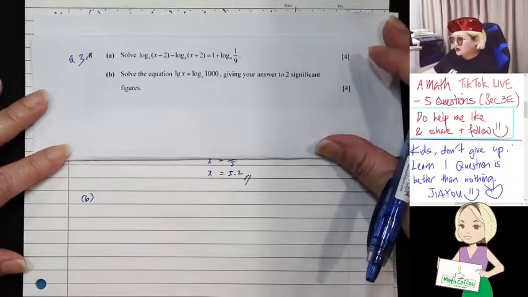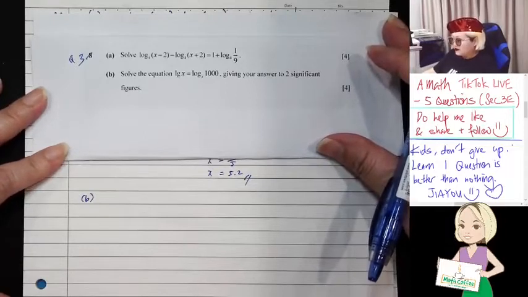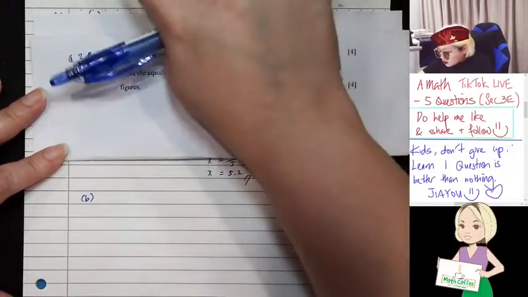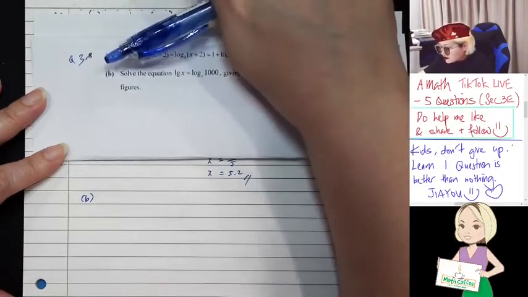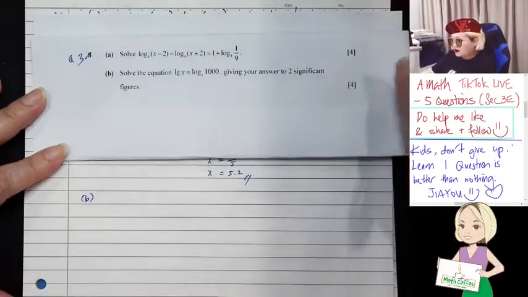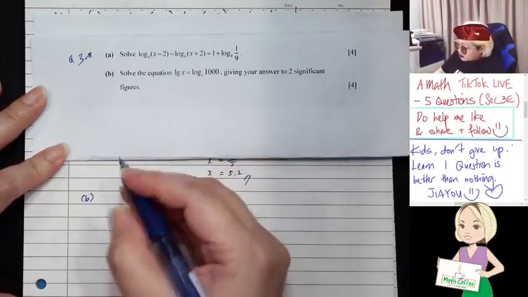Ken, sure is a yes or no? 1, 2, 3, 4. Any more yes? Okay, let me go through B first.